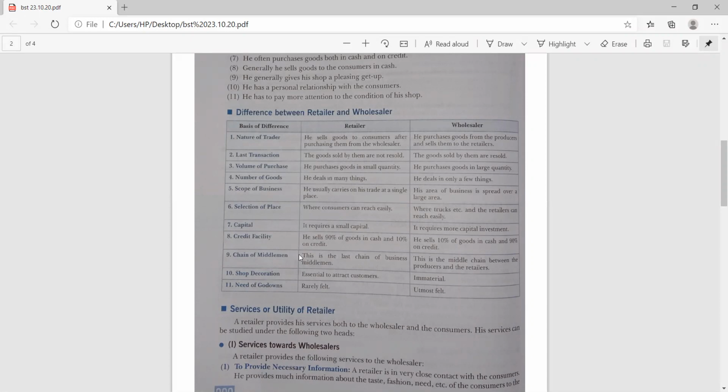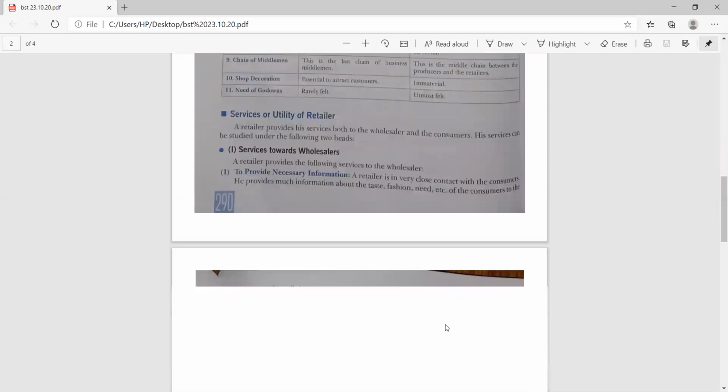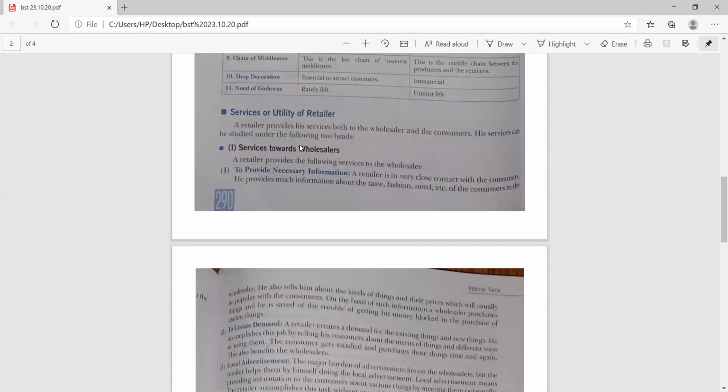So I'm suggesting everybody to read it thoroughly. I told you about the retailer, I told you about the wholesaler. You have to do this difference yourself. If you find any difficulty, please send a query to me, and feel free to send the query anytime. I'm moving ahead now. Our next topic is services or utility of the retailer.